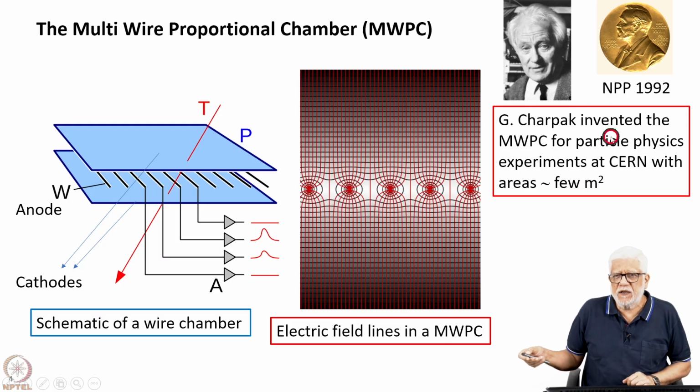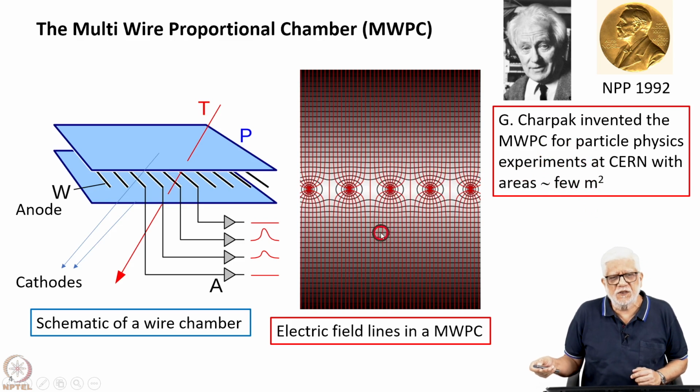So Charpak made this invention, and it was extremely useful for particle physics experiments where you required large detectors of the order of a few meters squared and many of them, so as to get a good efficiency for catching the particles that are produced in high energy physics collisions. Okay, for that of course he got the Nobel Prize in 1992.